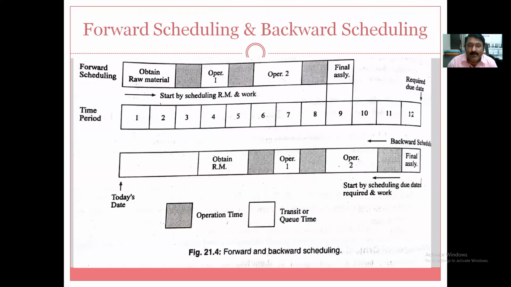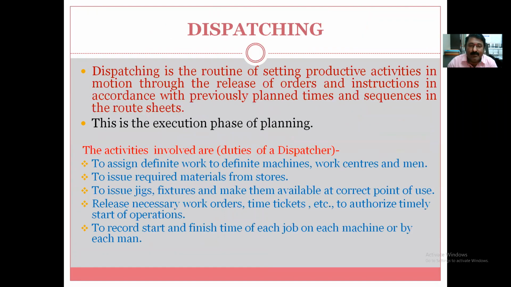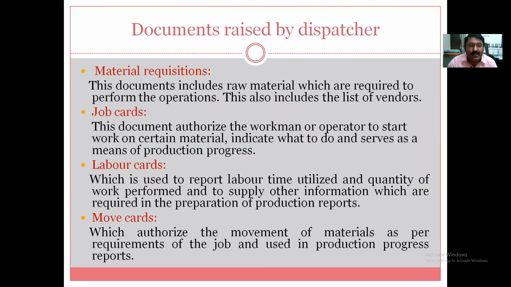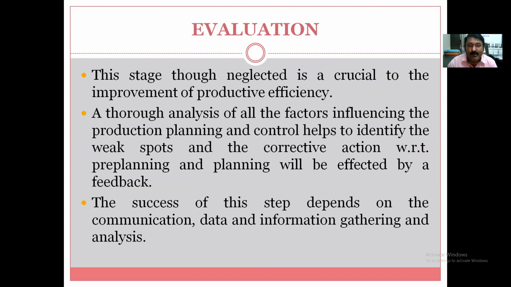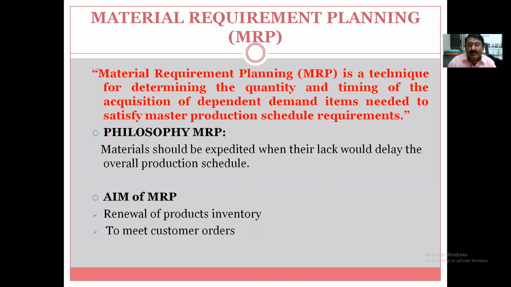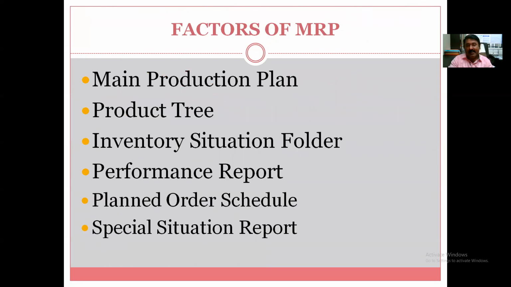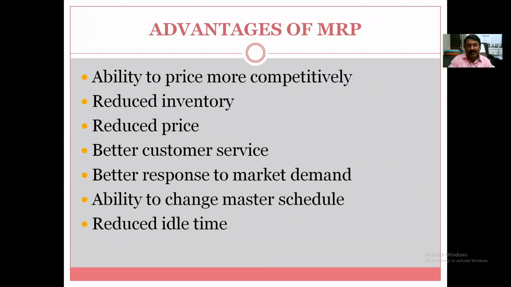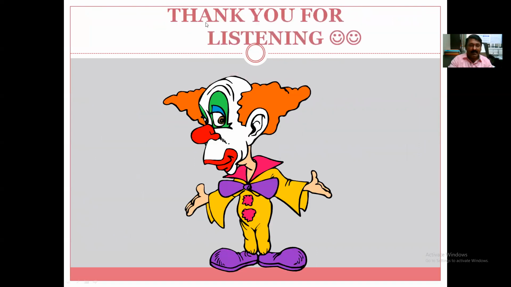Then today we have discussed scheduling, then a review of functions like dispatching, follow-up, inspection, and evaluation. Then we discussed the limitations of PPC, and at last material requirement planning: what the factors are, and what the advantages are. This is the conclusion of chapter number 4, friends, and in the next lecture we will start chapter number 5.